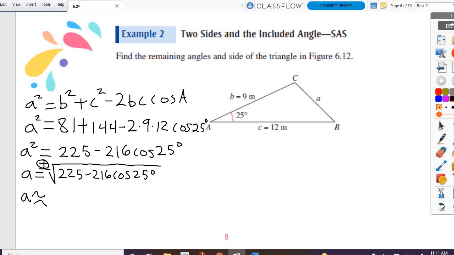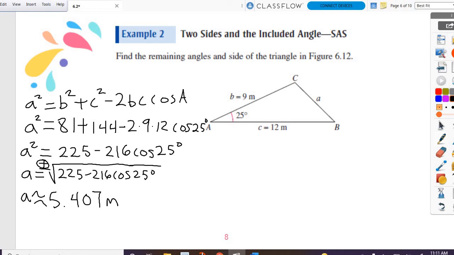So what do we get from that? 5.407 meters. We all agree? Alright. So then from there, because I have all three sides, we can either choose again to use law of cosines to solve for your other two angles, or we can now use law of sines because I now know both angle A and side A. So we can use that ratio.